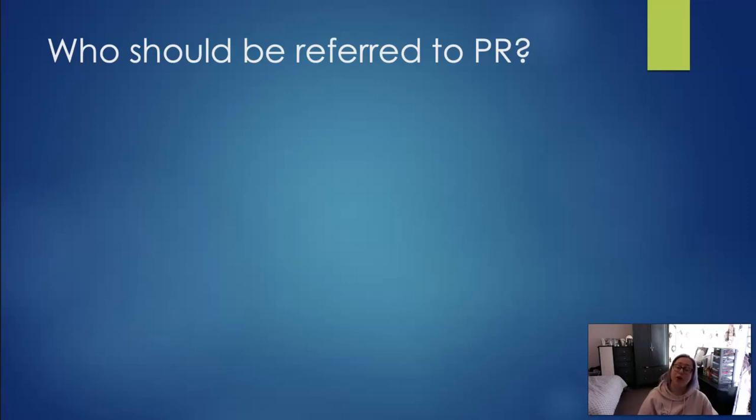So when we're thinking about who should be referred for pulmonary rehab, obviously they've got to have a confirmed diagnosis of COPD. Ideally, patients should not be referred for pulmonary rehab unless they actually have a diagnosis, because they can get lost in the system of pulmonary rehab where actually they have a different underlying medical condition and that may need more appropriate treatment for that particular condition.